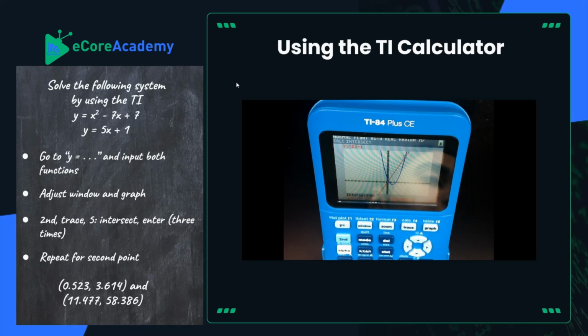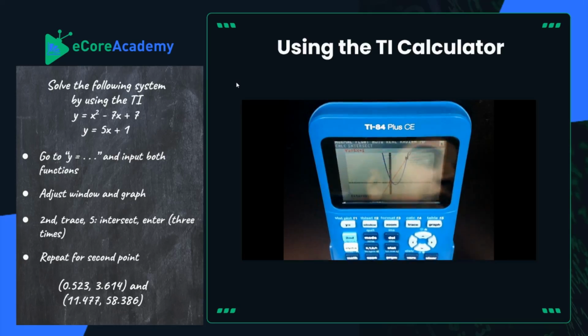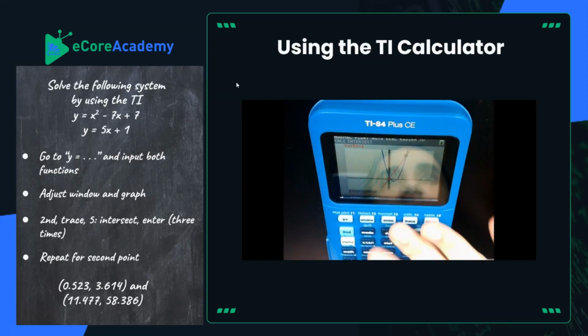0.523, 3.614 is your first coordinate, and your second coordinate is 11.477, 58.386. So that is how you would solve this using the TI calculator.